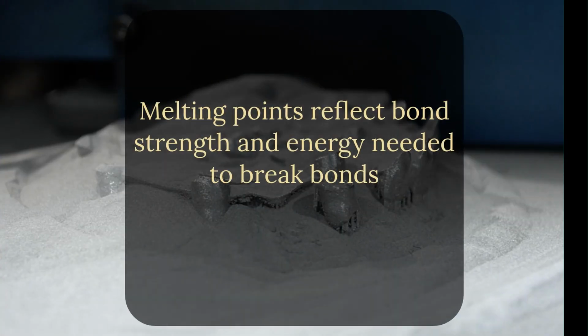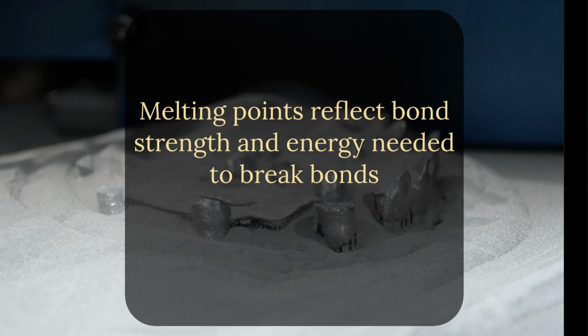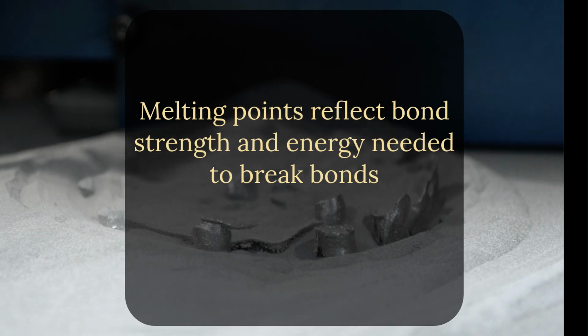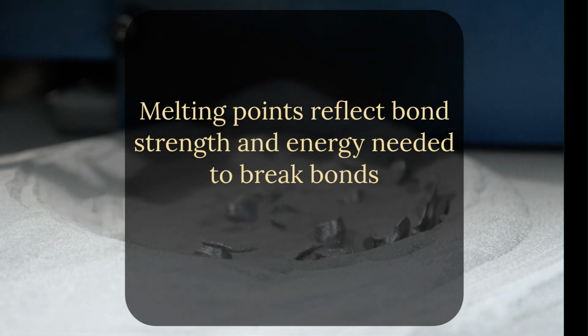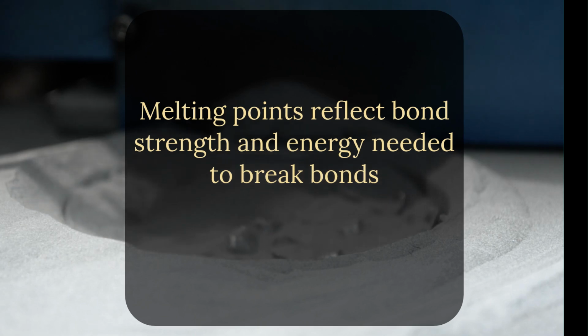Melting points reflect bond strength. Ionic compounds have high melting points due to strong ionic attractions. Metals also have high melting points, thanks to metallic bonds. Covalent compounds vary, depending on molecular interactions. Bonding type dictates the energy needed to break bonds.